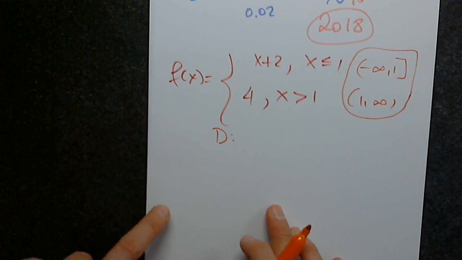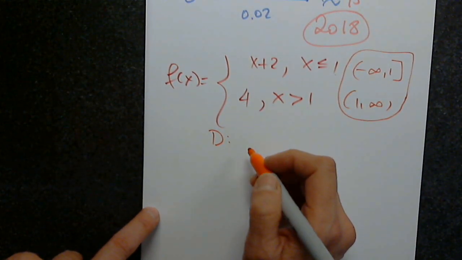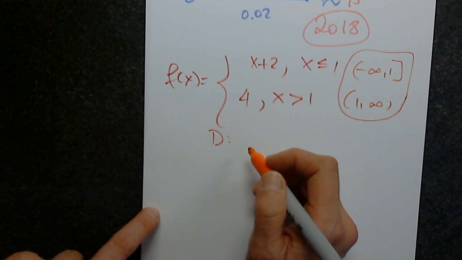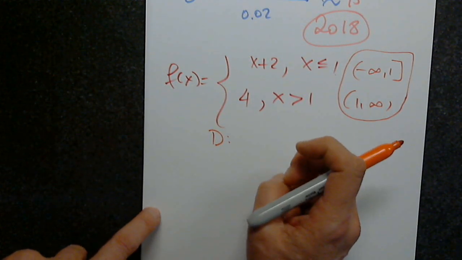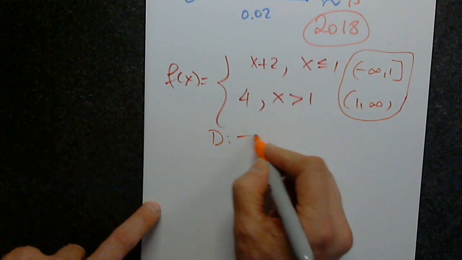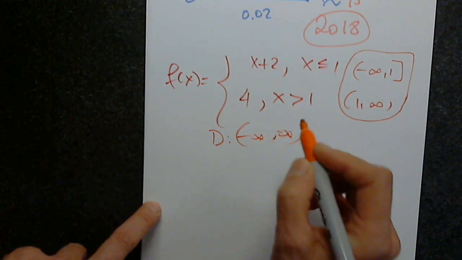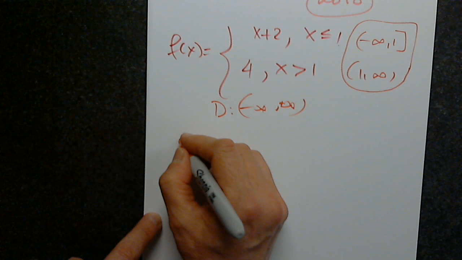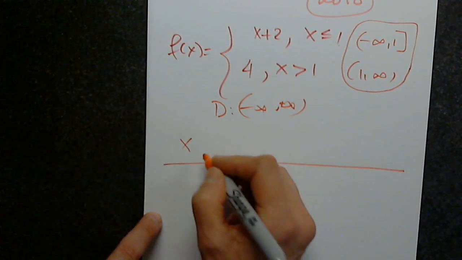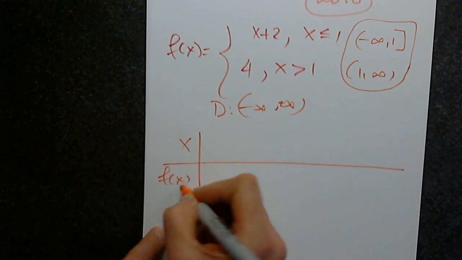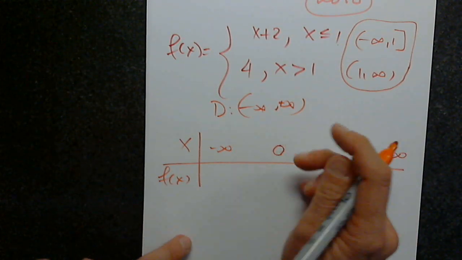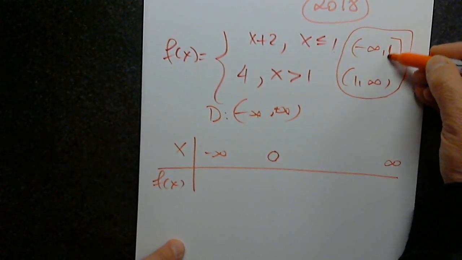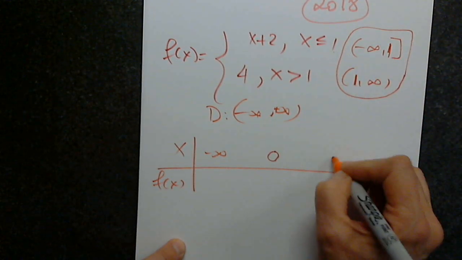Negative infinity to 1 bracket, then union 1 to infinity. Is there another way of writing that? Just negative infinity. Excellent. Negative infinity to positive infinity, that's perfect. F of x, negative infinity to infinity. 0 must be in the table no matter what. But now the crucial value is 1.